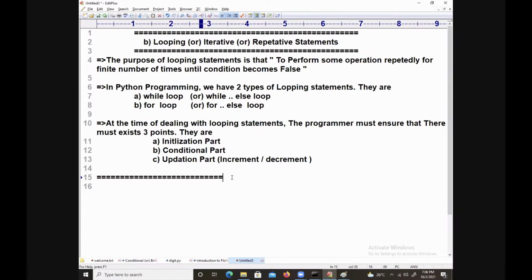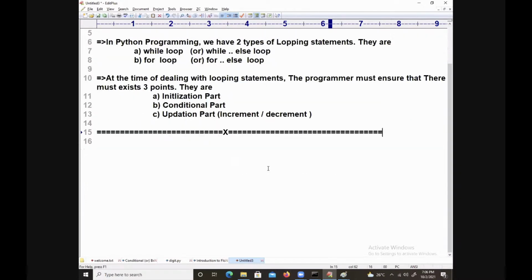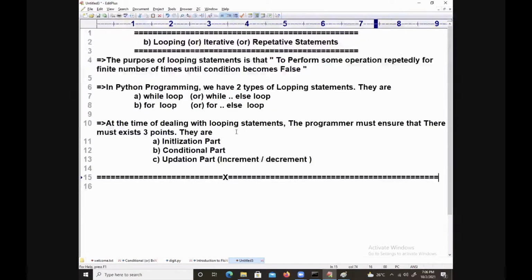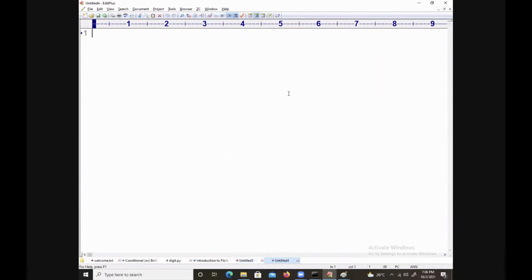Now I want to go for what exactly the while loop is, what the execution behavior of the while loop is, and how they are internally executing. All those things I want to explain. Shall we start, dear students? The purpose is clear, and how many parts are required is also clear. Now it is time to go for while and while else. So the first looping statement we are entering into the class.